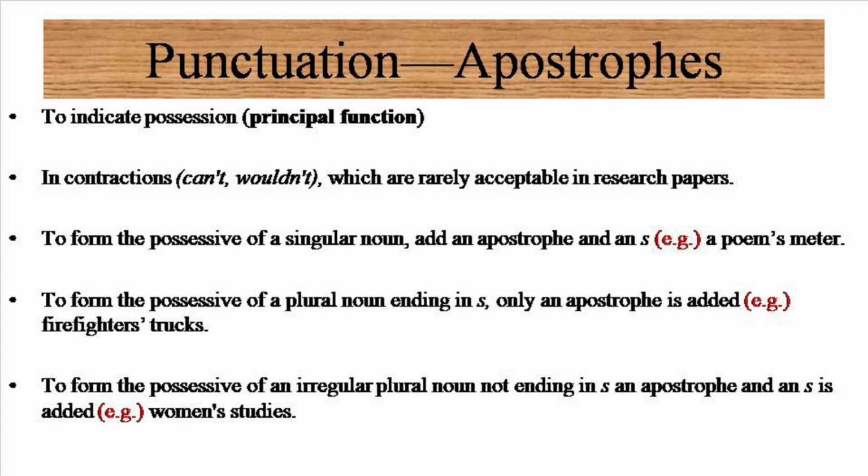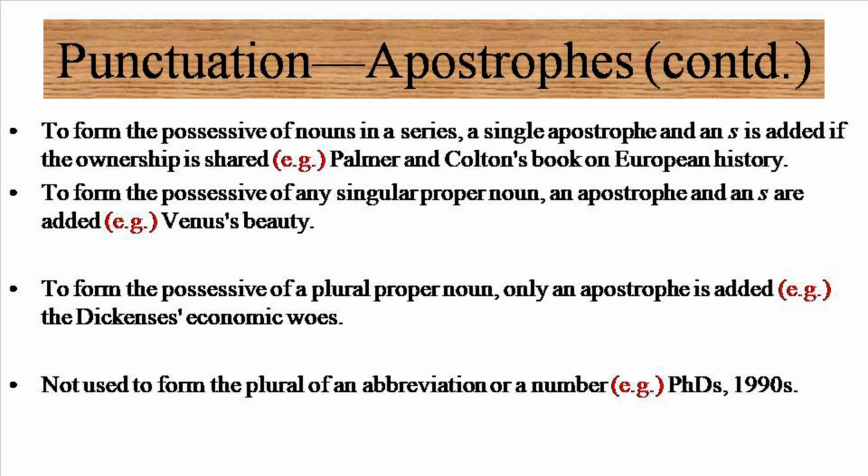It is also used to form the possessive of an irregular plural noun not ending in s, where an apostrophe and an s is added. To form the possessive of nouns in a series, a single apostrophe and an s is added if the ownership is shared. And to form the possessive of any singular proper noun, an apostrophe and an s are added. To form the possessive of a plural proper noun, only an apostrophe is added. And it is not used to form the plural of an abbreviation or a number.